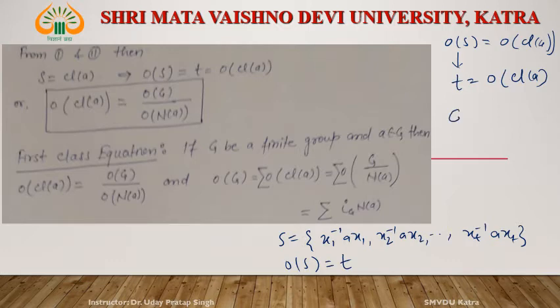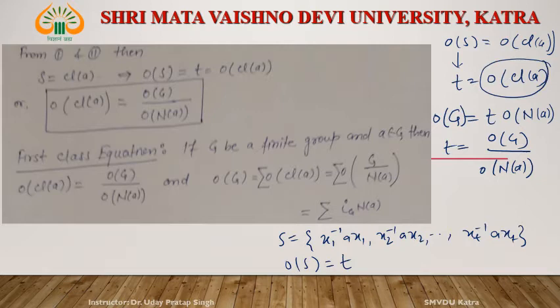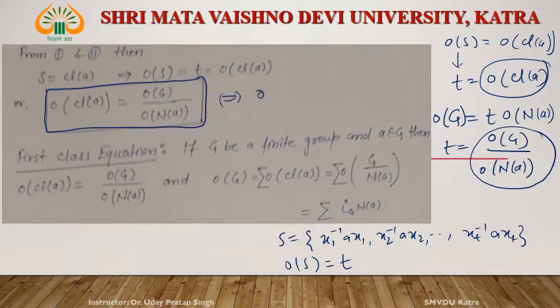Now, the order of G is t times the order of NA. Then what is t? t is equal to the order of G divided by the order of NA. Then what is the order of CLA? This is equal to t, and t is the order of G by the order of NA. So the order of CLA is equal to the order of G by the order of NA.